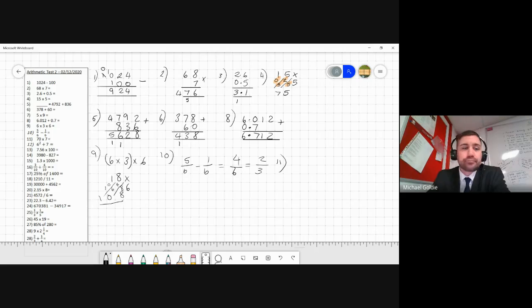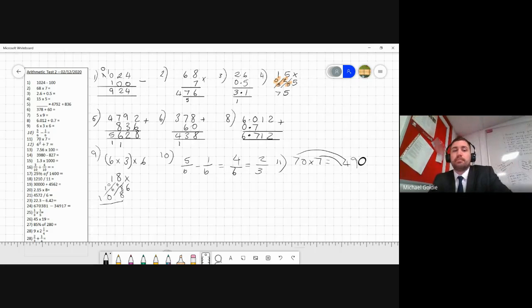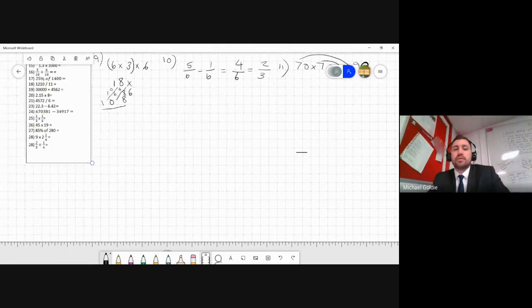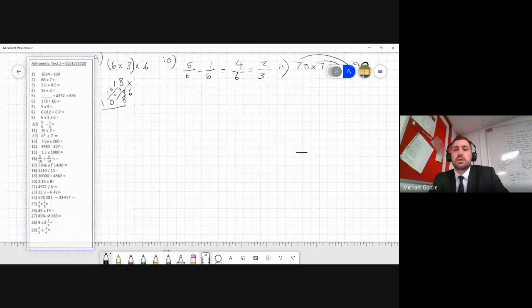Number 11. 70 times 7. Well, this is all about powers of 10. Now, if you know 7 sevens are 49, and then with the 70 there, you just make it 10 times bigger, so that's 490. Okay. Let's move this page down a bit and move this down here.